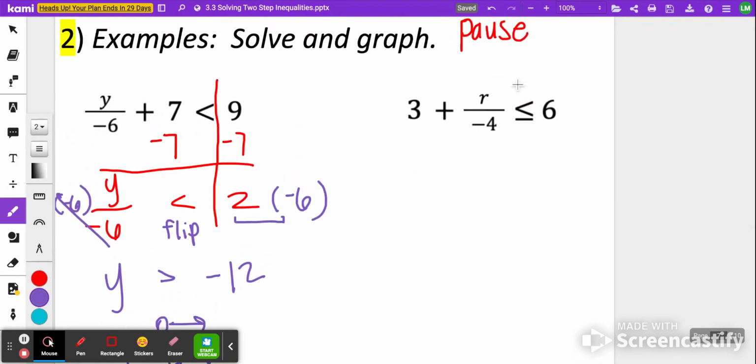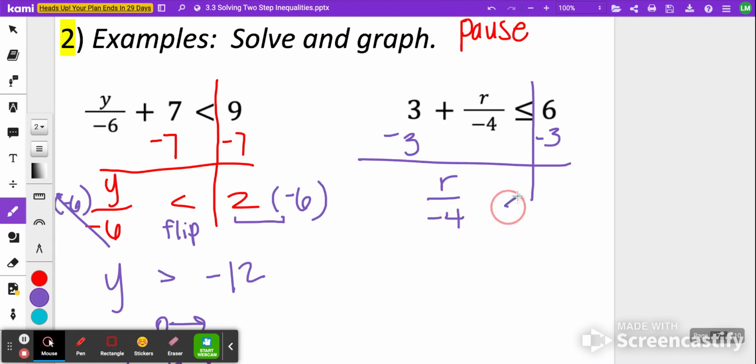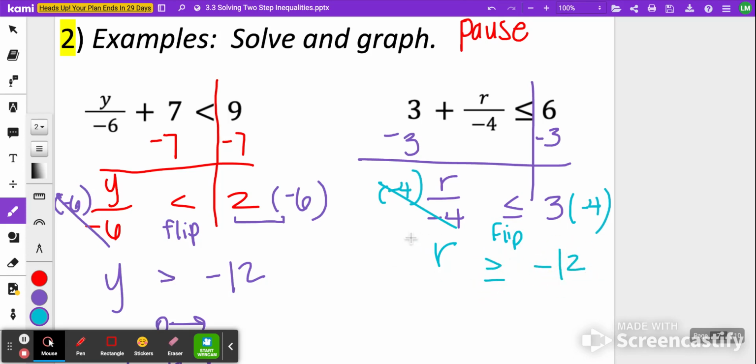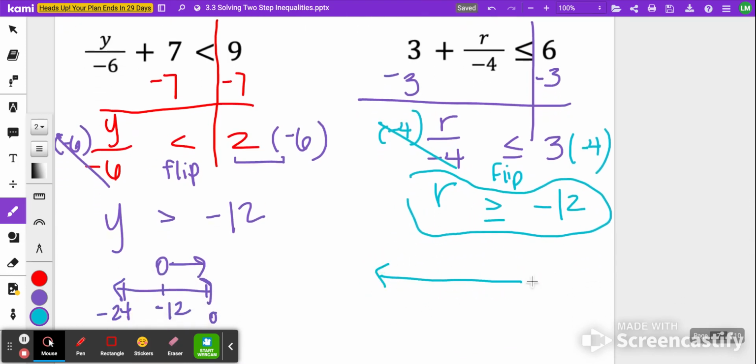For the next one, I started the same way, drawing my line next to the inequality symbol, minus 3 on both sides. So I have r divided by negative 4 is less than or equal to 3. To start getting r by itself, I had to multiply both sides by negative 4. When I do that, the 4s cancel out, so all that's left is r. I do have to flip my inequality symbol because I am multiplying by a negative, so that becomes greater than or equal to. And then my result is r is greater than or equal to negative 12. As I graph that, my number line is going to look the same as the previous one, but now I have a closed circle pointing right. Okay?